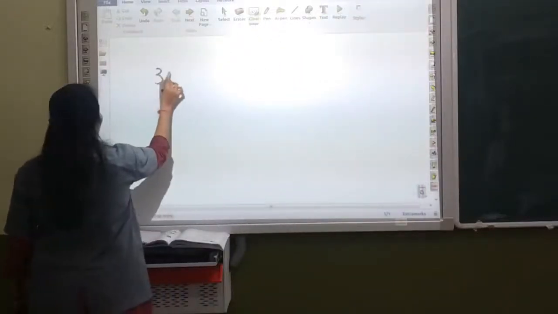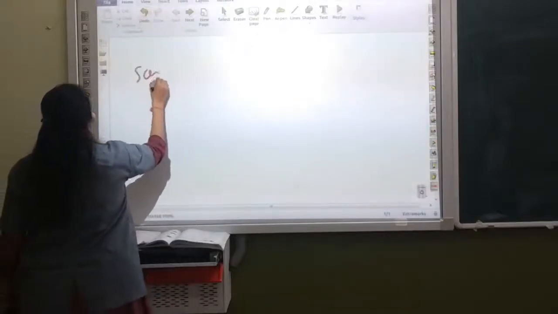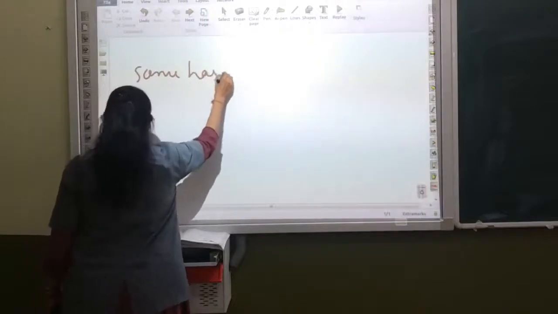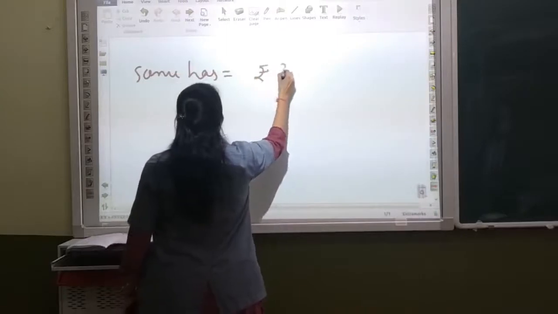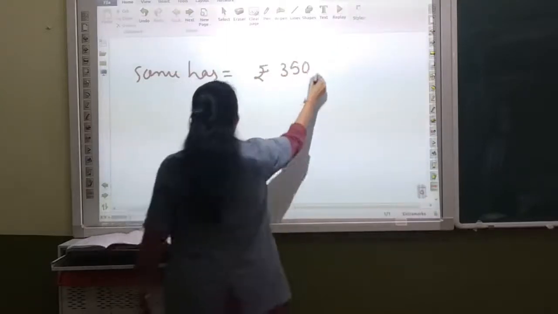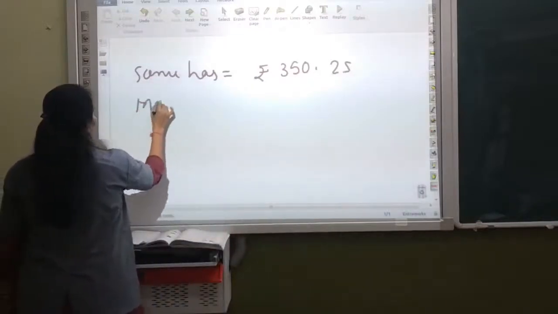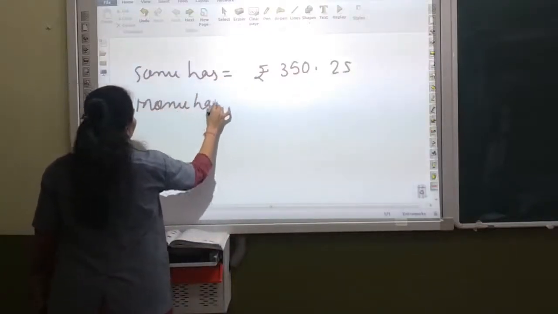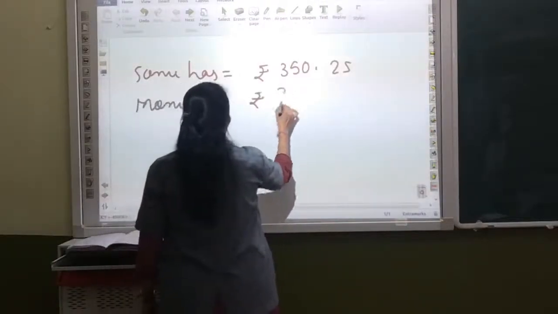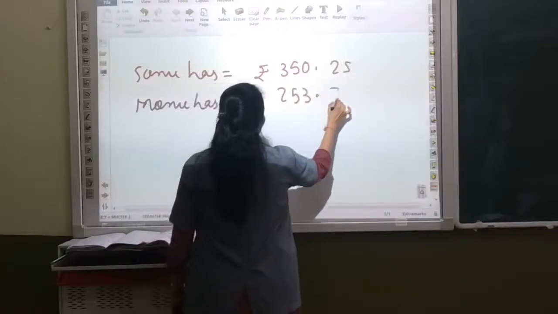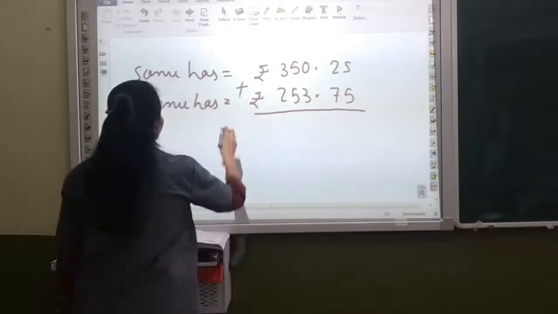So Sonu has rupees 350 and 25 paise, and Manu has rupees 253 and 75 paise. Now add.